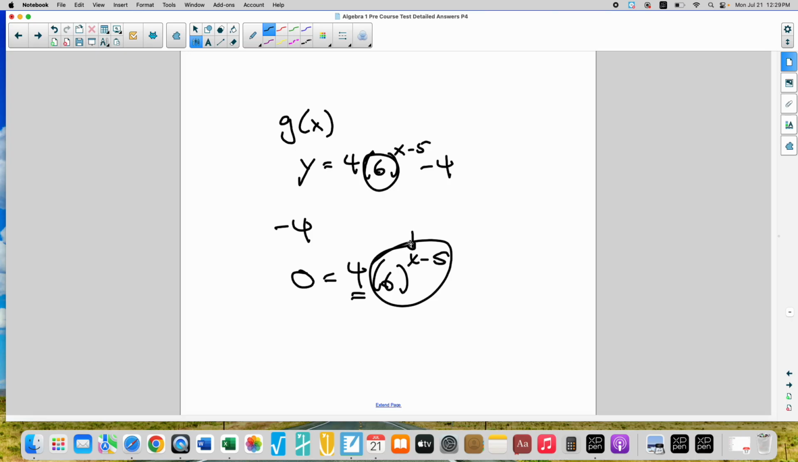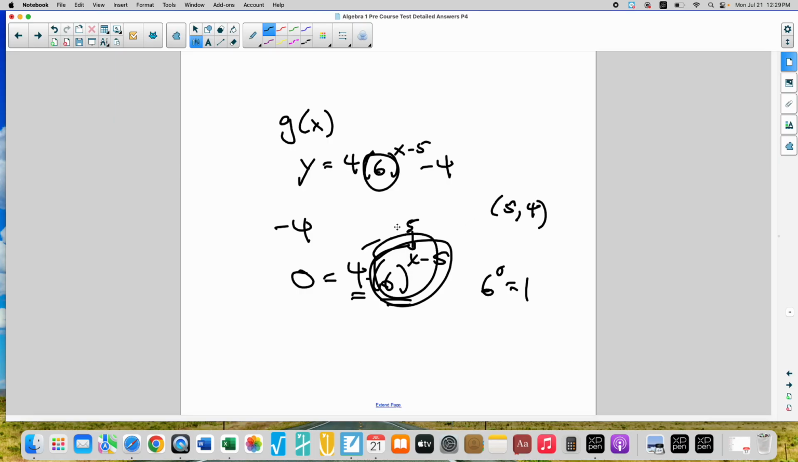Any value that you input here, because that's the only way you can get 0: this has to equal 0 in order for 4 times something to equal 0. So this will never equal 0. If x is 5, that makes 5 minus 5 is 0, and 6 to the 0 is equal to 1. So that would just give you 4 times 1. So when x is 5, my output is going to be 4.